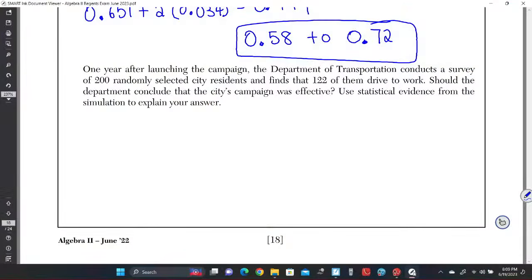1 year after launching the campaign, the Department of Transportation conducts a survey of 200 randomly selected city residents and finds that 122 of them drive to work. Should the department conclude that the city's campaign was effective? Use statistical evidence from the simulation to explain your answer.